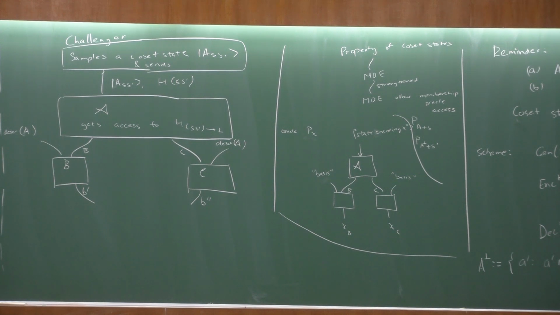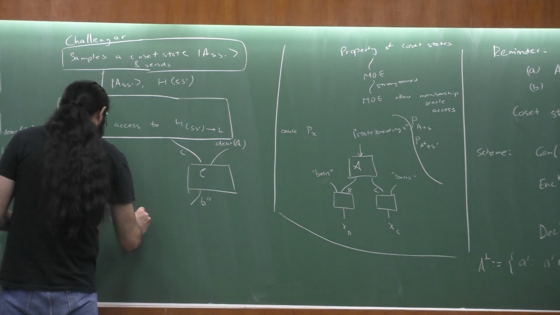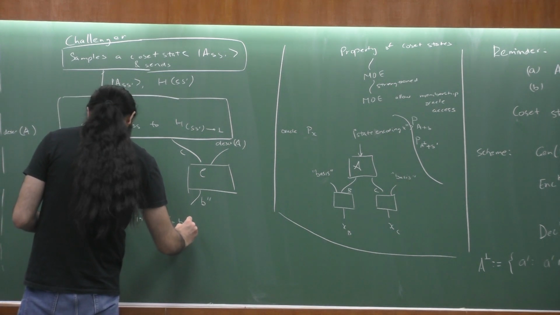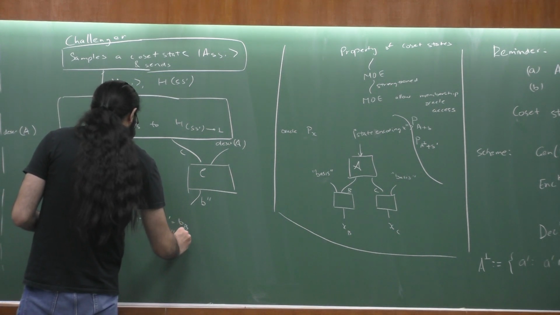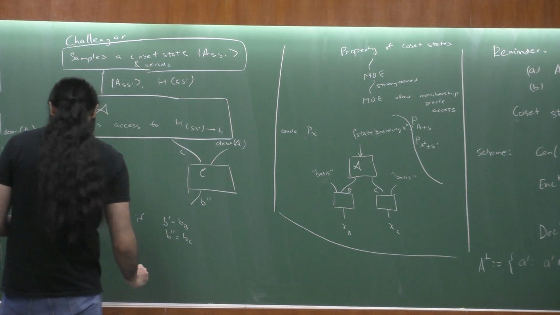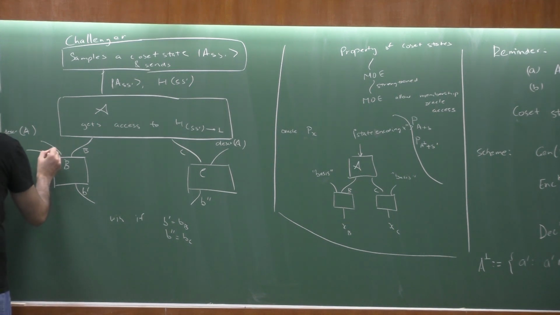Wait, what did I do? Did I mess up? Give me a second. No, it's fine. Okay. And as before, you win if B prime equals B sub B and B double prime equals B sub C. That's a bit weird. Okay, give me a second. I think I messed up a few things.